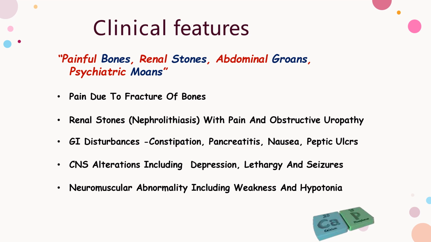The clinical features of this condition are remembered in a rhyming sentence: painful bones, renal stones, abdominal groans, and psychiatric moans. The pain of bones is due to fracture of bones, so easily the bones are able to get fractured. The renal stones are nephrolithiasis. They occur with pain and obstructive uropathy. GI disturbances are constipation, pancreatitis, nausea, and peptic ulcers. CNS symptoms are depression, lethargy, and seizures. Neuromuscular abnormality includes weakness and hypotonia.